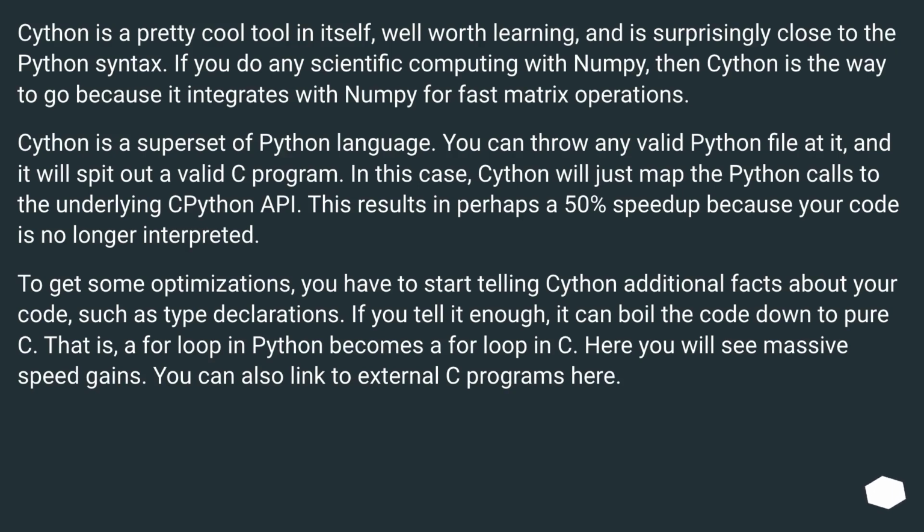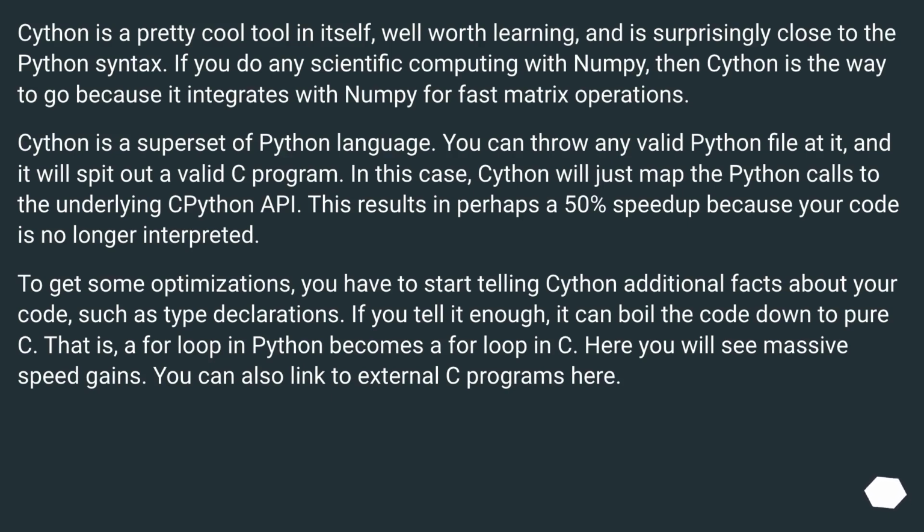Cython is a pretty cool tool in itself, well worth learning, and is surprisingly close to the Python syntax. If you do any scientific computing with NumPy, then Cython is the way to go because it integrates with NumPy for fast matrix operations. Cython is a superset of the Python language. You can throw any valid Python file at it, and it will spit out a valid C program. In this case, Cython will just map the Python calls to the underlying Python API. This results in perhaps a 50% speedup, because your code is no longer interpreted.